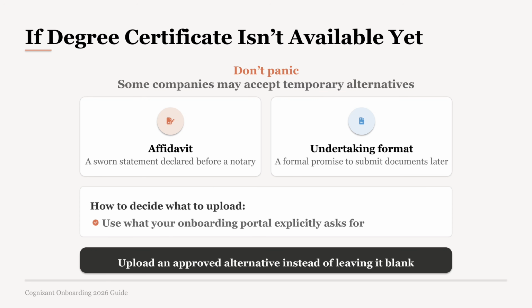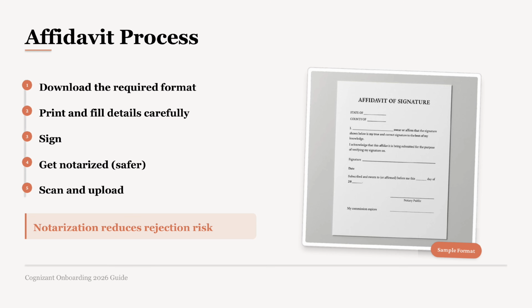You just need to download that format, print it, fill in all the necessary information, sign it and get it notarized. Notary is highly recommended. Self-signature is sometimes accepted, but a notarized affidavit is safer. For safety, it is better to get it notarized so there is no objection later on.